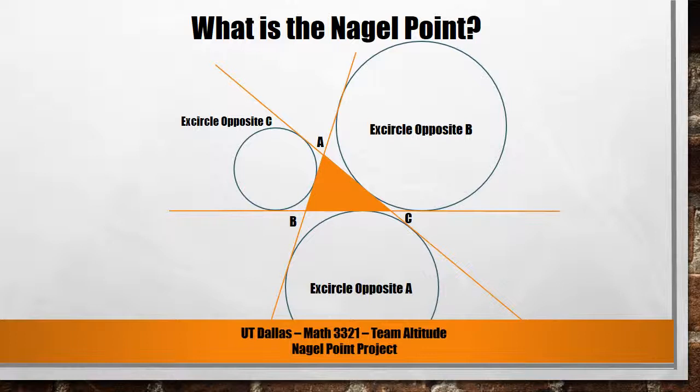For example, starting with vertex A, we connect it to the point at which triangle ABC is tangent to the excircle opposite A. We're going to denote that point T sub A. We're going to do the same thing from vertex B to the point of tangency to the excircle opposite B, denoting that T sub B. Finally, we'll do the same thing with C, denoting that T sub C. The Nagel point is the point of intersection of all three of those line segments, as they are concurrent.